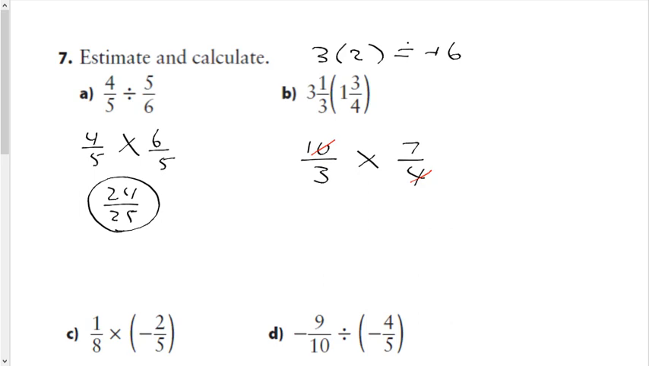But if you're developing that cross reduction skill and you didn't do it yet, you will multiply your numerators to get 70, multiply your denominators to get 12. How many 12s in 70? There is exactly 5 of them. That's 60. And 10 twelfths, which in lowest terms is 5 and 5/6 as your final answer, which is pretty close to my estimation of positive 6.